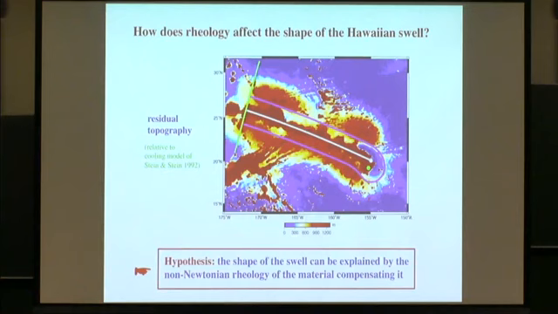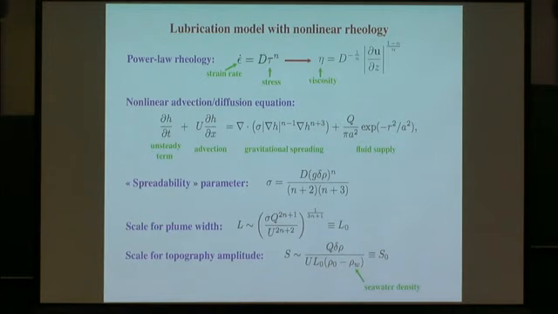So this purple line here is just indicating the parts of the swell which I'm going to exclude from the analysis, because everything in here is dominated by the presence of the volcanic islands and the flexural moat, the bending of the lithosphere that those islands create. So I'm going to show then a lubrication model, but now with nonlinear rheology. The rheology has the form of a power law. The strain rate is proportional to the nth power of the stress, with a constant of proportionality d.